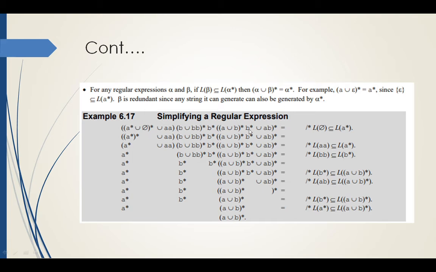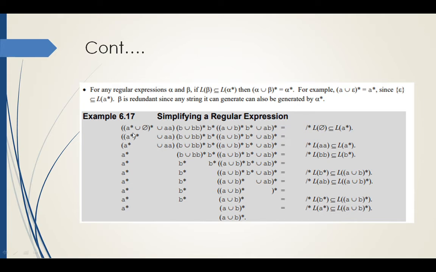Next, we'll take one expression, apply all these rules and simplify it. The expression is: into bracket (A star union null) star, union AA. Second bracket, (B union BB) whole star. Next B star, which is followed by B star. Next bracket (A union B) star, which is concatenated with (A B) star, union AB star is there.